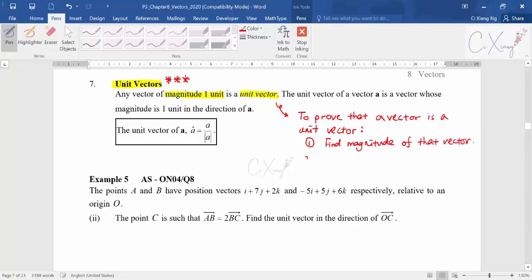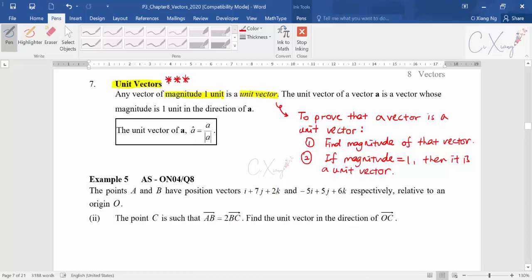And then you check what is the answer for magnitude. So if magnitude is equal to 1, then it is a unit vector. But if, let's say, you get the magnitude of the vector is 2 or 3 or some other number, then that vector is not a unit vector. So this is how we prove whether a vector is a unit vector or not.